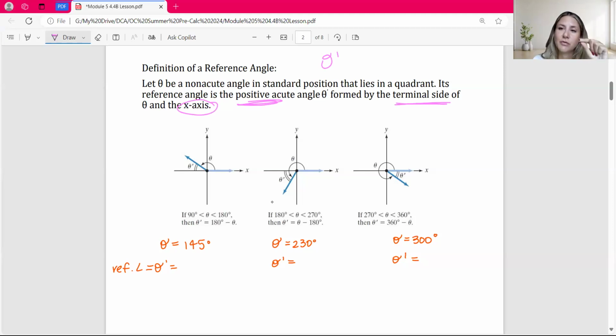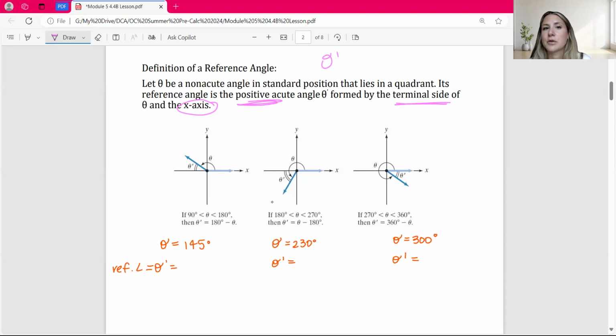That's really important for a reference angle. It's a positive acute angle. It's formed by the terminal side of the angle theta and the x-axis, which is really important. A lot of times we use the y-axis by accident, and then we're going to get the reference angle wrong. It has to be from the x-axis.